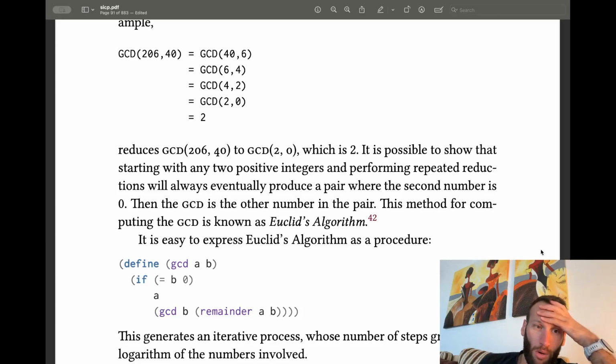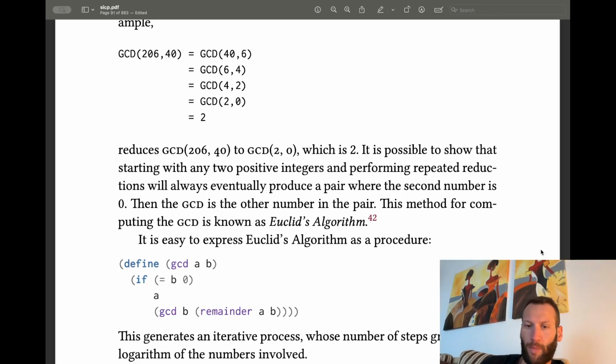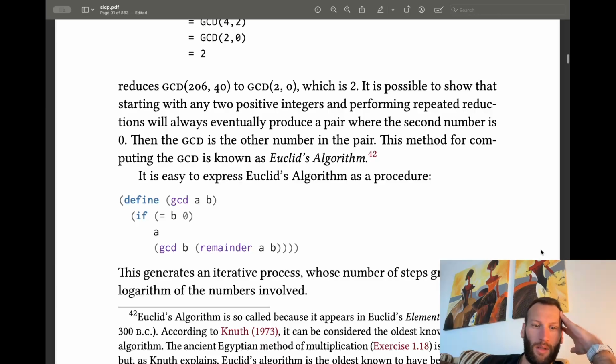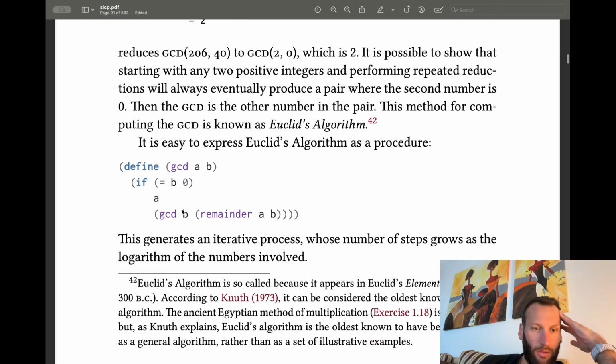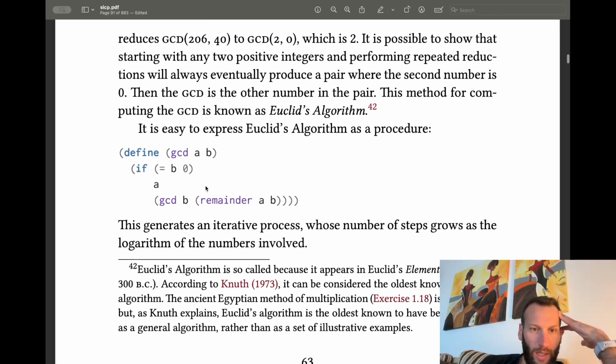It is possible to show that starting with any two positive integers and performing repeated reductions will always eventually produce a pair where the second number is 0. Then the GCD is the other number in the pair. This method for computing the GCD is known as Euclid's algorithm. It is easy to express Euclid's algorithm as a procedure. Yes, this is very straightforward, very easy.